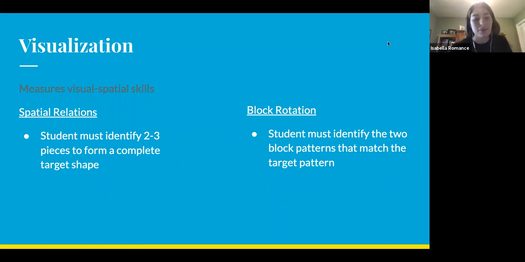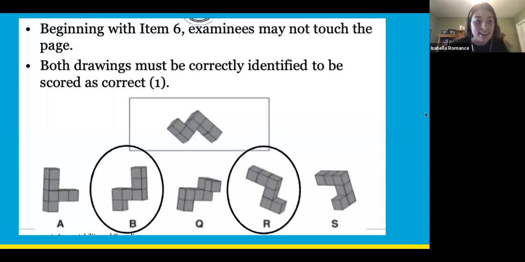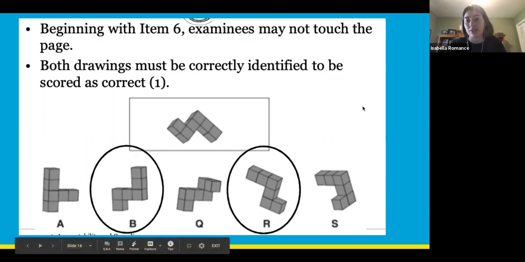And so block rotation might sound similar to block design in the WISC. It is a little bit different. If you go to the next slide, you can see that this is a two-dimensional test. So rather than having physical blocks that you have to manipulate, like in block design, in this test, you look at the different options on a sheet of paper and have to select two that match the original shape. So like in this example, B and R would be the correct response for this question.